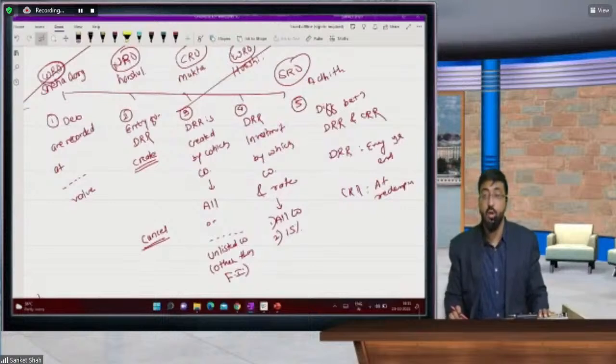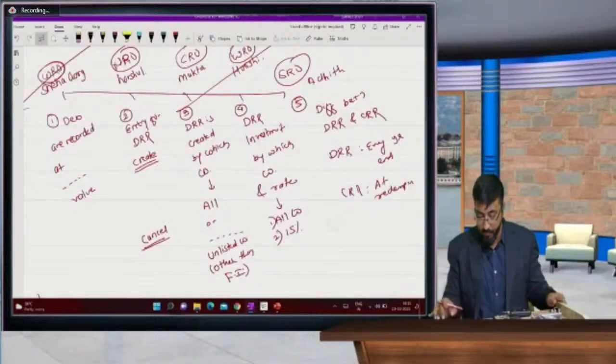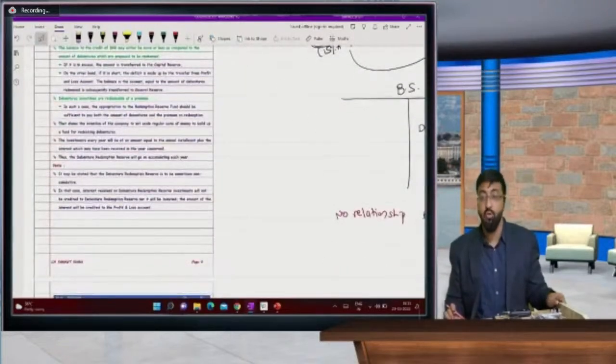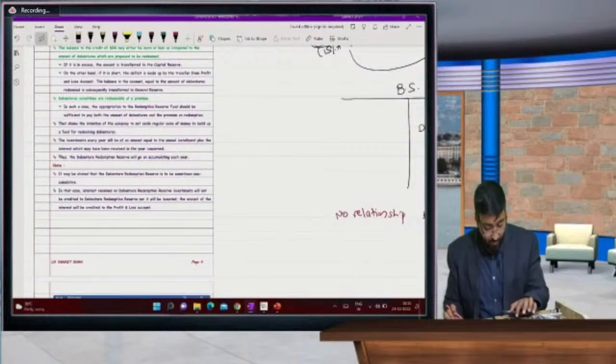So let's solve illustration number 1. Chalo, come to illustration number 1. I know DRR account and DRR investment now, it's very clear to all of you. But I can't revise all the concepts from day A.